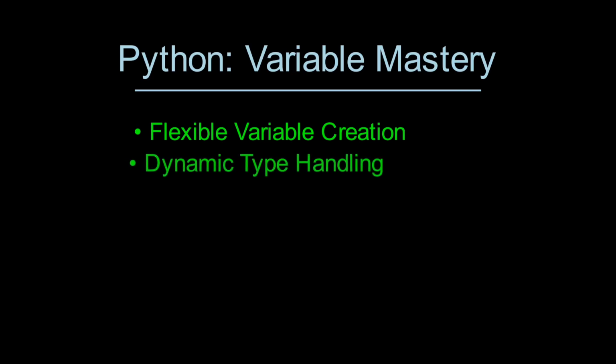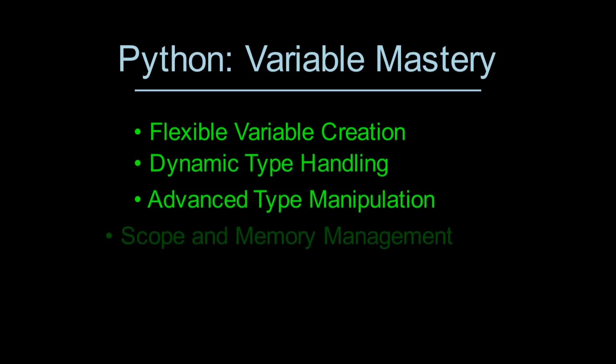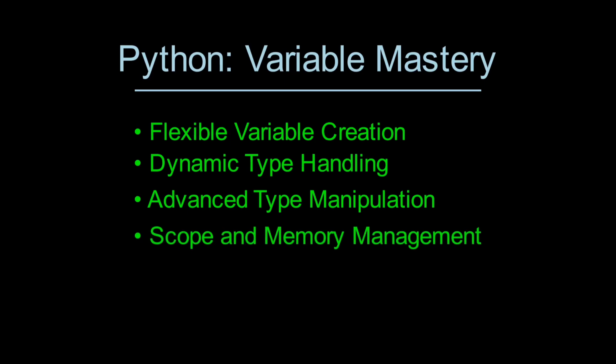Let's summarize what we have learned about Python variables. Remember these key concepts: flexible variable creation and naming, dynamic type handling for versatility, advanced type manipulation capabilities, effective scope and memory management. Practice these concepts in your own code to become more proficient in Python programming.